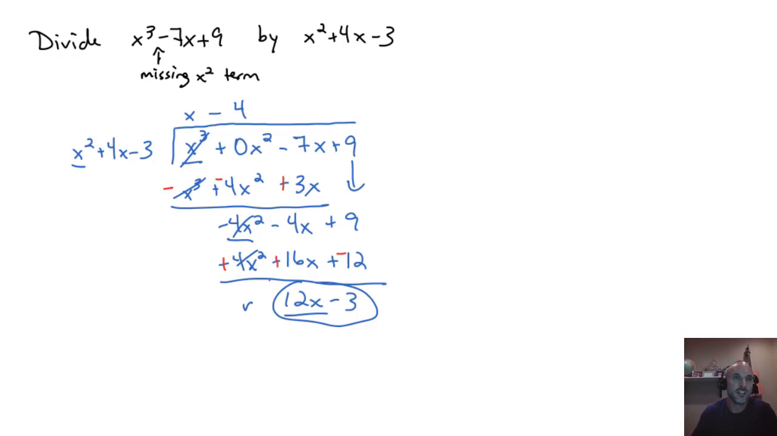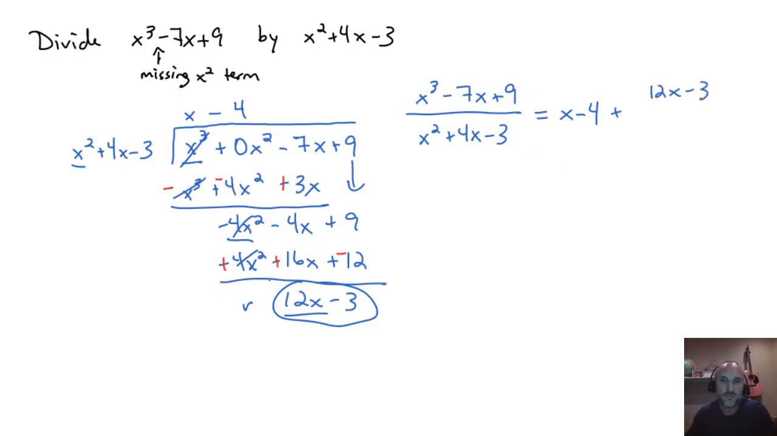Let's interpret the results. The first result is going to be the dividend divided by the divisor. So x cubed minus 7x plus 9 divided by x squared plus 4x minus 3. When we divide those, we get an answer or quotient of x minus 4. But there's some stuff left over, which is 12x minus 3 out of our divisor x squared plus 4x minus 3. Again, the denominators on both sides match. So we've got quotient plus remainder divided by divisor.